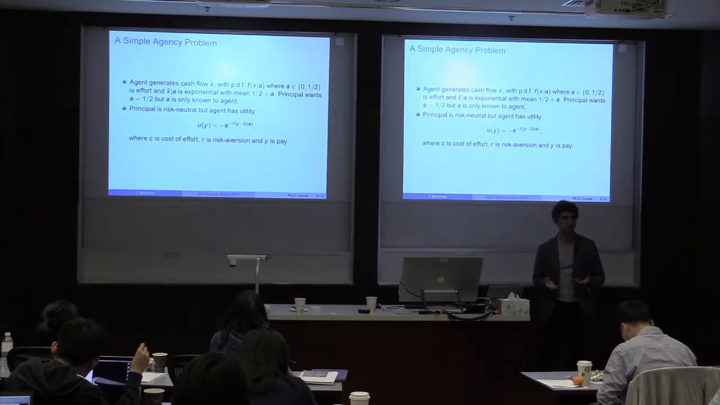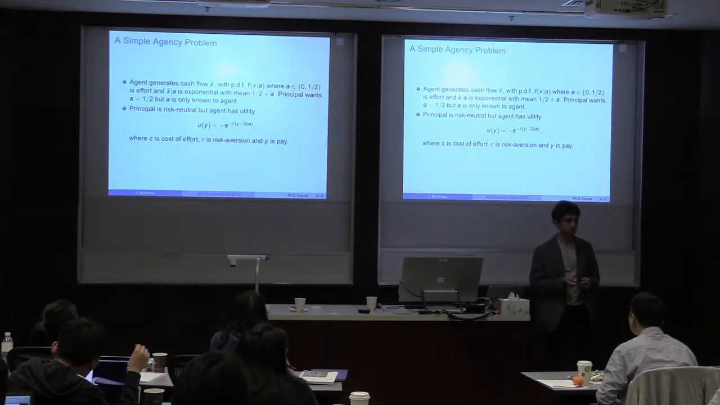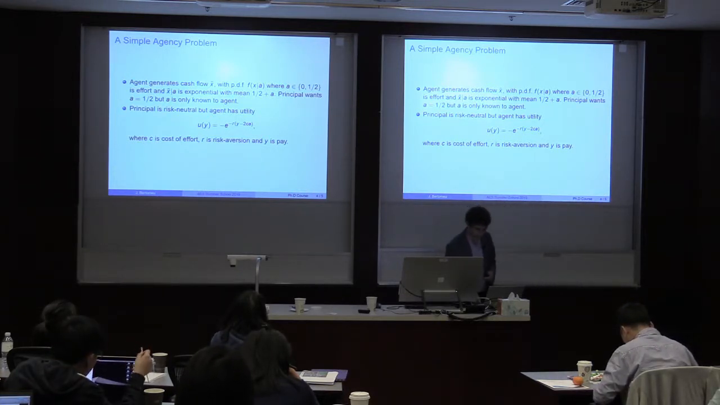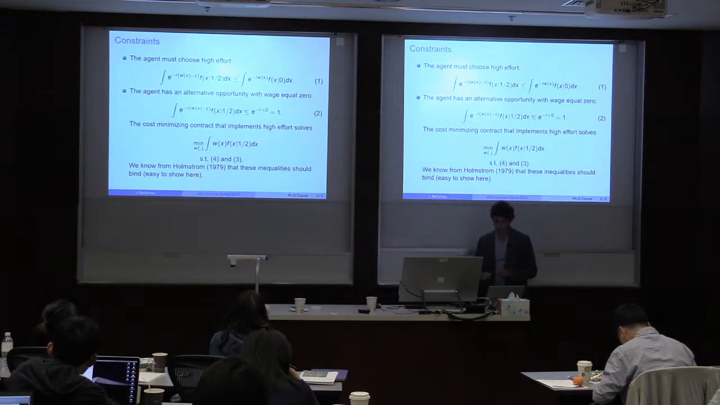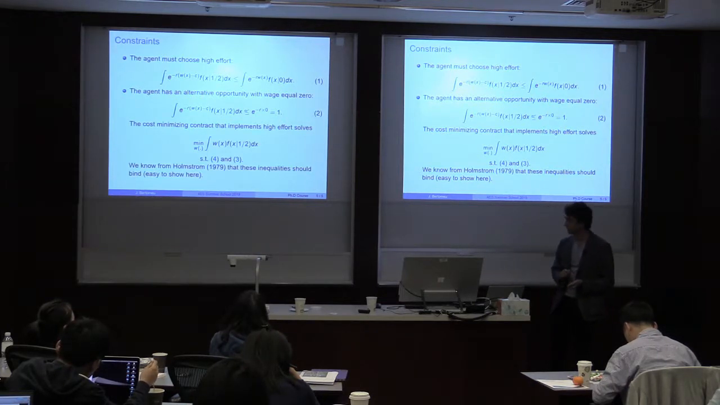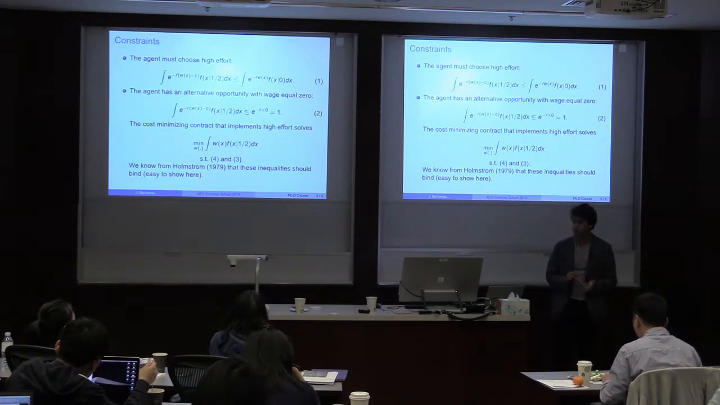The only thing I've got to say here is that A is not observable. So what the principal wants to do is to design a Y that depends on X in order to induce the agent to work. So in this simple problem, we have two constraints. The first one is that the agent must choose high effort.